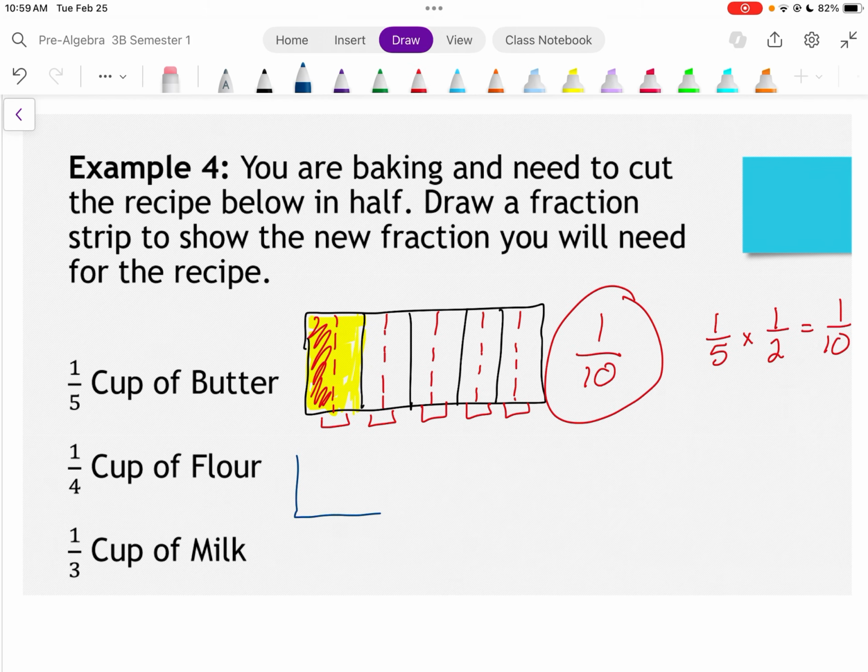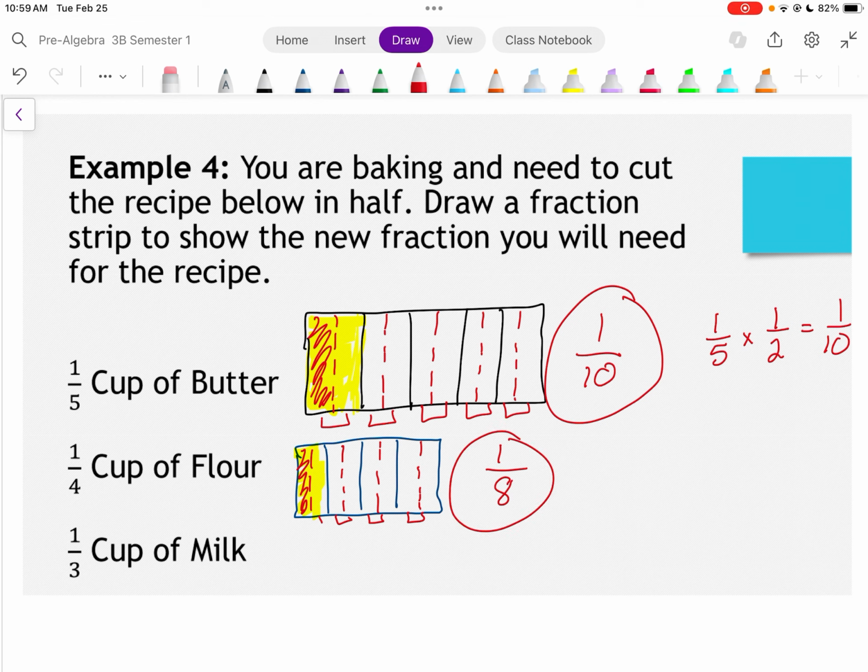All right, now let's go to a cup of flour. This one, we needed 1/4 of a cup of flour, and now we need to split it in half. So all of these parts are split in half so that all of our pieces are the same size. Now we only need one of these parts. So again, we need one, and now there's a total of 2, 4, 6, 8 pieces. So we need 1/8 a cup of flour. So we started with 1/4, and we found 1/2 of that. And we just showed that that equals 1/8.